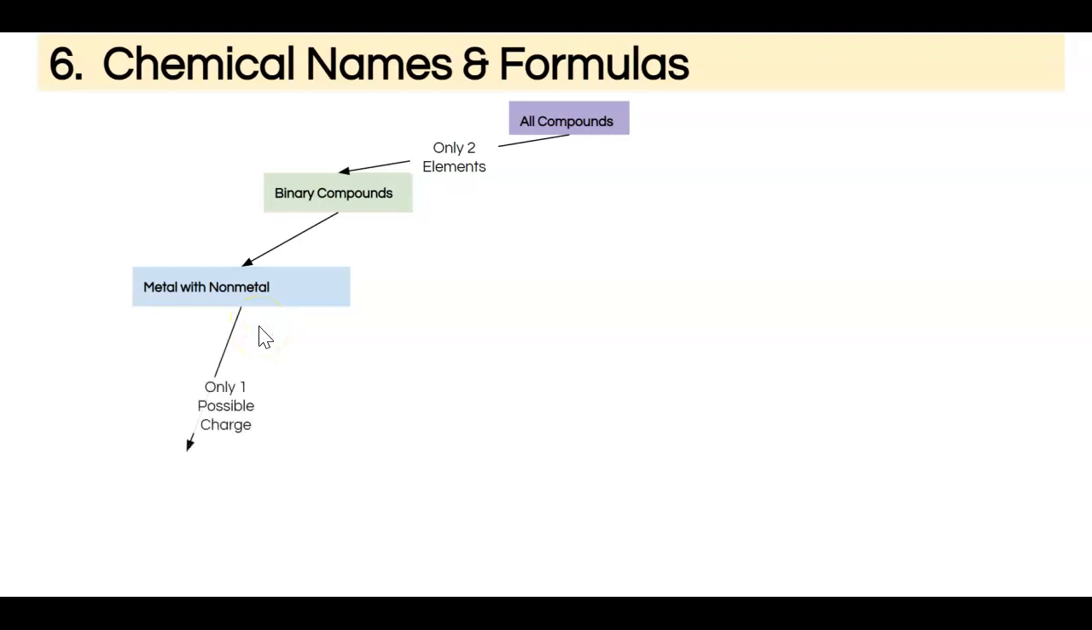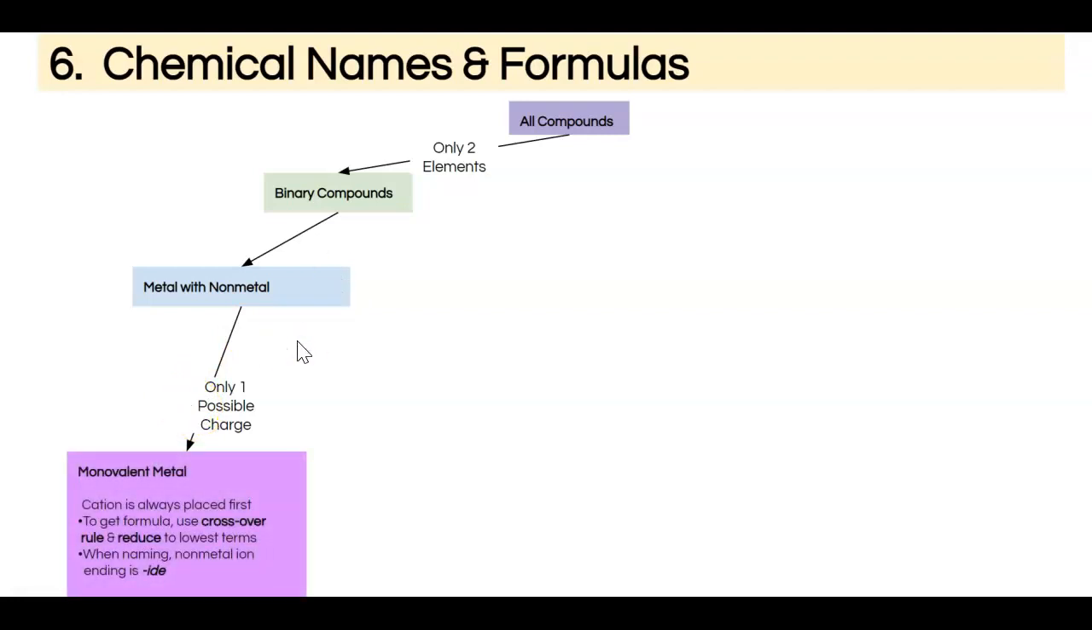And so far we've looked at metals with only one possible charge, and we've learned how to name them. So for instance, in the case of a monovalent metal, the cation is always going to go first. To get the formula, we're just going to use the crossover rule and then reduce to lowest terms. And then when we're naming that compound, we're just going to change the ending of the non-metals to "-ide", right? Easy peasy.